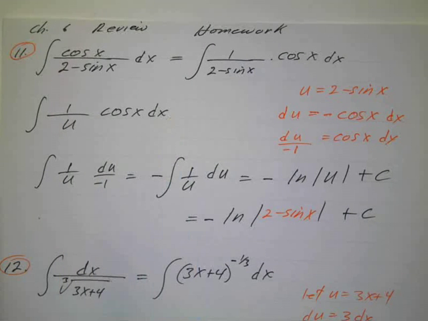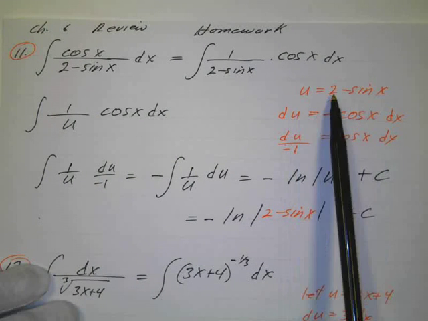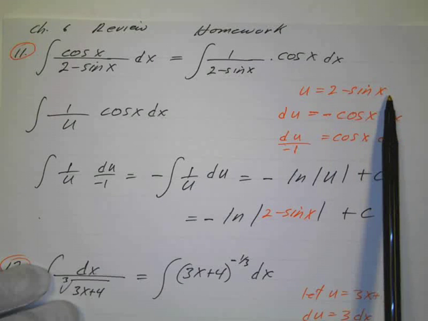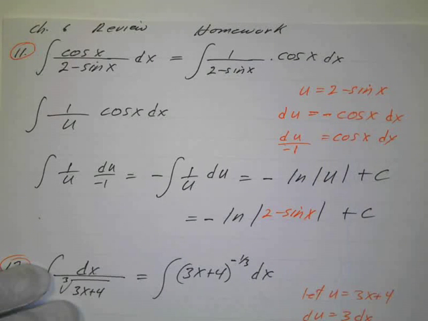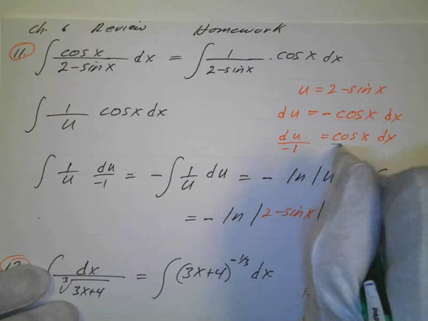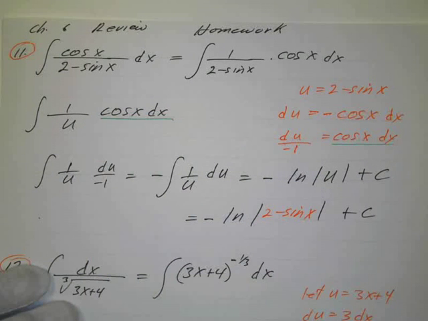Okay? So I've got 1 over u times the cosine, but now if I take the derivative of u, which is 2 times negative sine of x, the derivative of the sine of x is the cosine of x dx. I don't want the negative, so I divide both sides by -1, and this is my match here. So this matches with this.